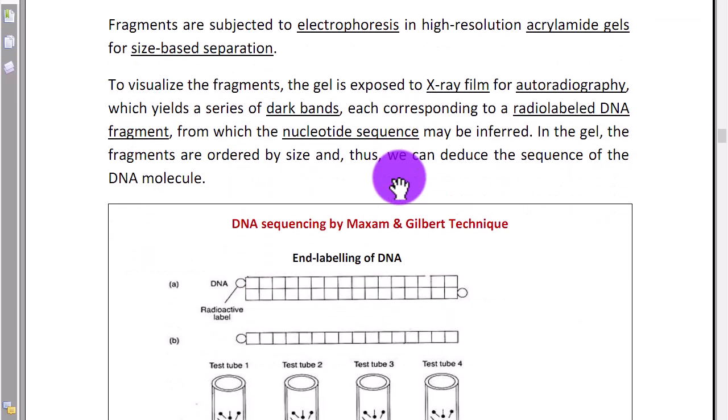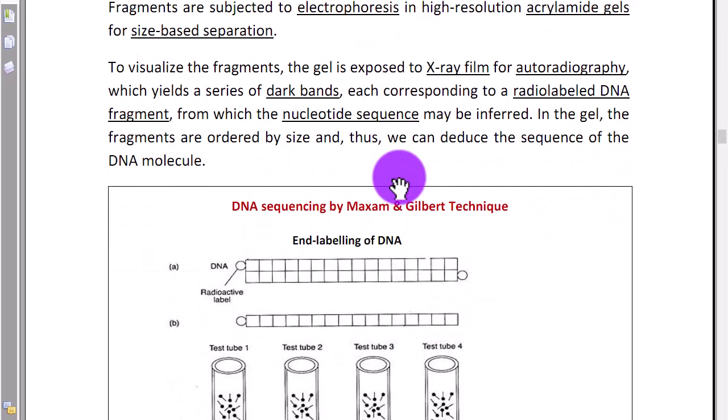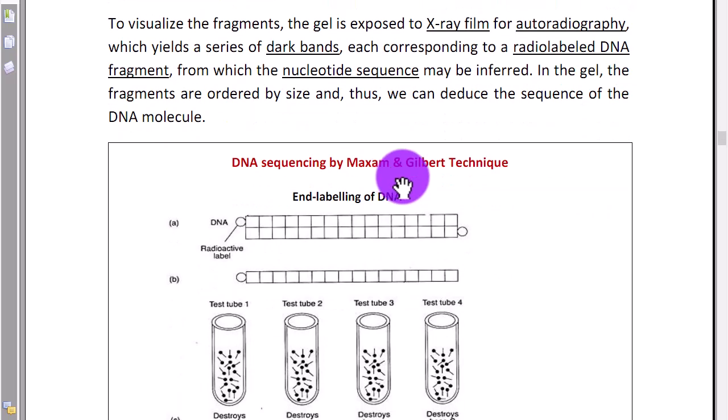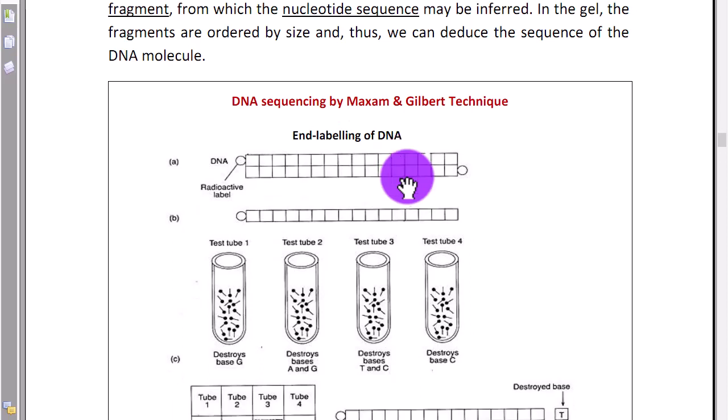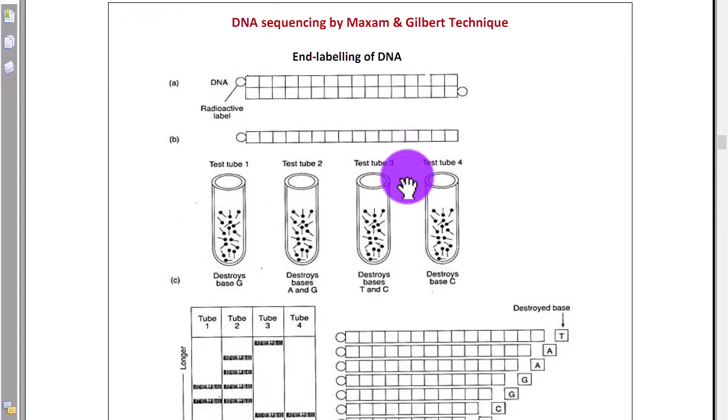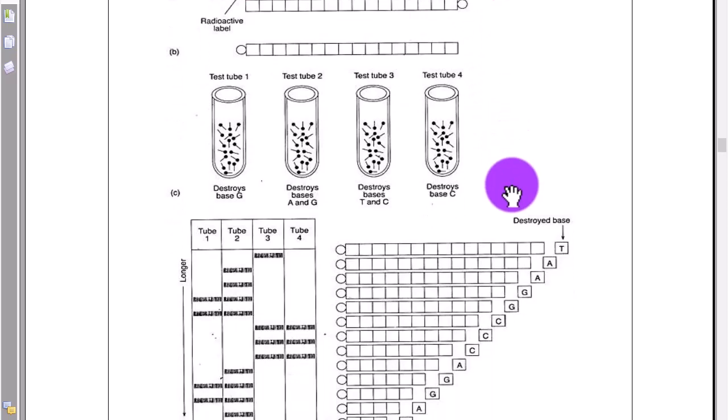Fragments are subjected to electrophoresis in high-resolution acrylamide gel for size-based separation. To visualize the fragments, the gel is exposed to X-ray film for autoradiography, which yields a series of dark bands, each corresponding to a radio-labeled DNA fragment, from which the nucleotide sequence may be inferred in the gel. The fragments are ordered by size, and thus we can deduce the sequence of the DNA molecule. DNA sequencing by the Maxam-Gilbert technique.